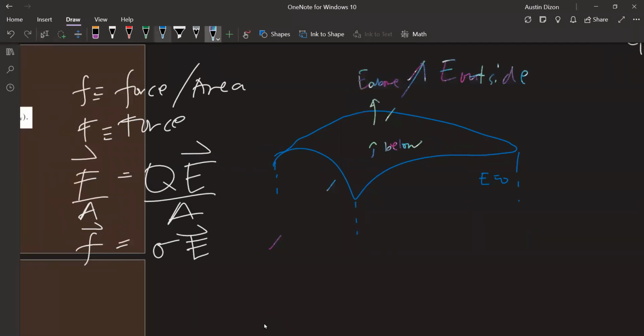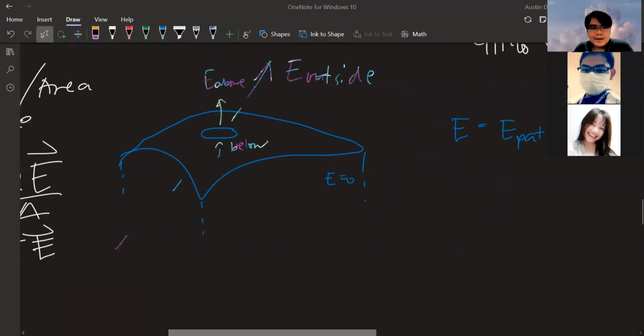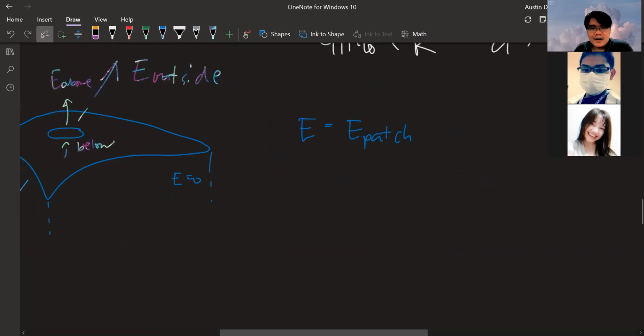Kuha tayo ng patch lang, small area patch. And then, there will be the electric field of the patch, pinoproduce ng patch kasi charged surface ito, di ba? Ito ay charged surface plus E others, your E outside. Tawagin na lang natin E others na parang hindi nakakalito kasi may inside, outside, below, above. Others. Okay?